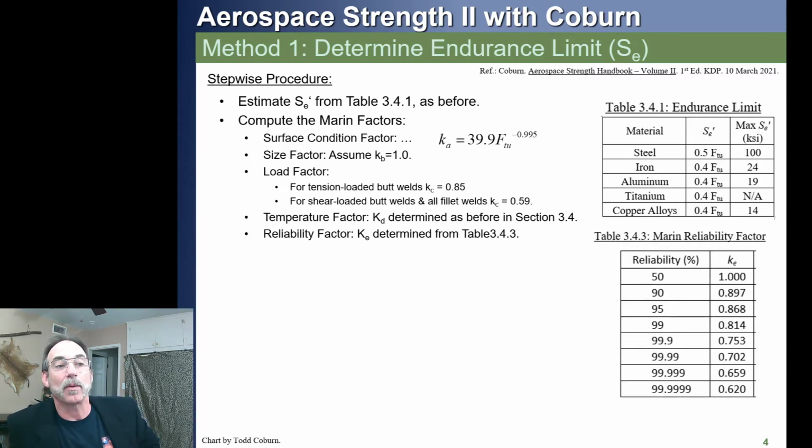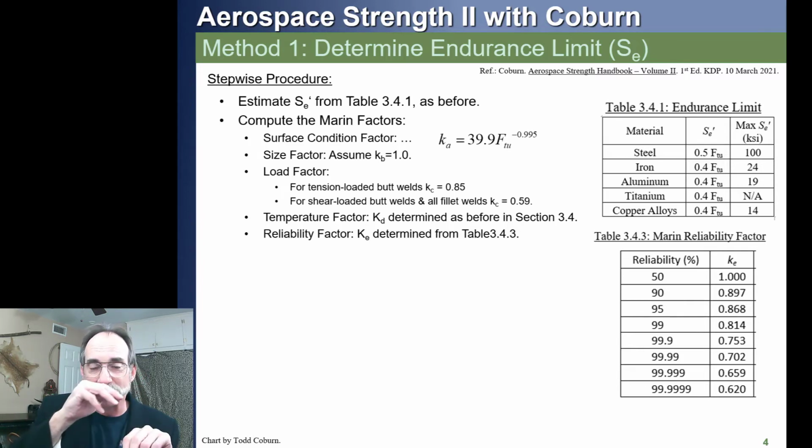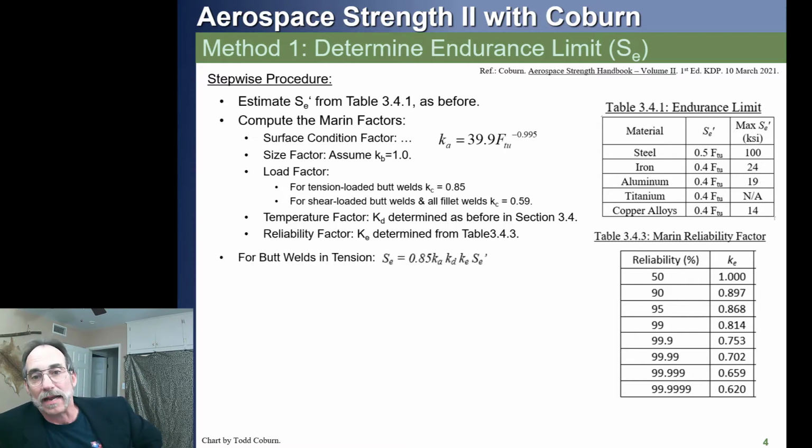Our reliability factor we're going to use in the same way also. We're going to use table 3.4.3, which basically says, remember, when we looked at the S sub E versus FTU plot for some steels, and there are other materials that have a similar relationship, we did a curve fit to the average of the data, which means that this approach will give you a 50% reliability. If you want a higher reliability, we will use one of these reliability factors. So if there's a higher reliability required than 50%, then we will come here to calculate what the K sub E is. We then can use all these Marin factors to estimate what the real endurance limit is.